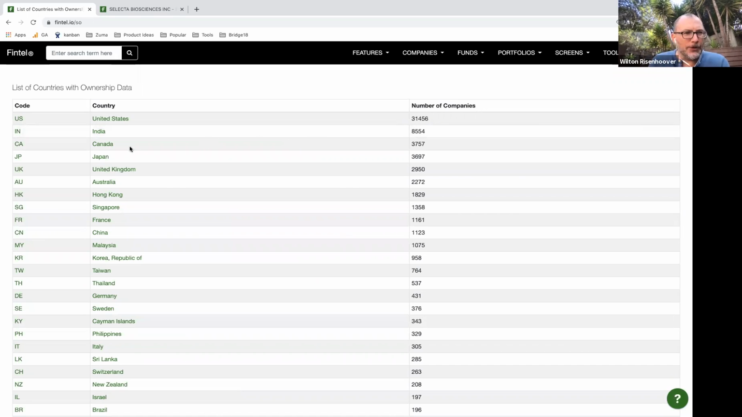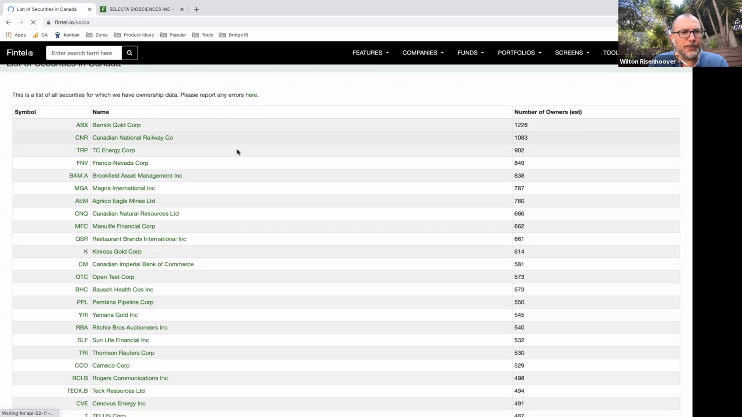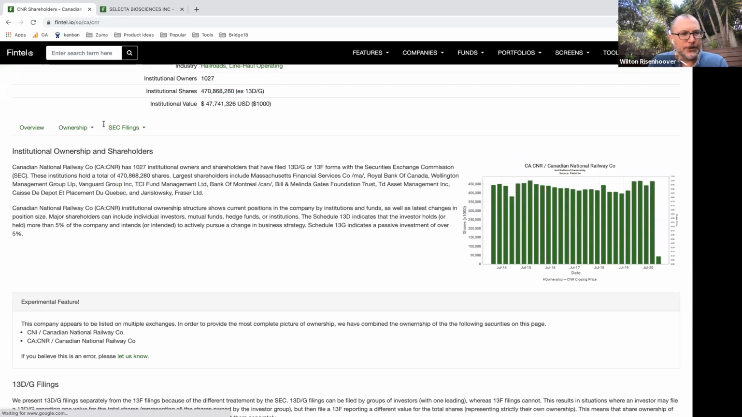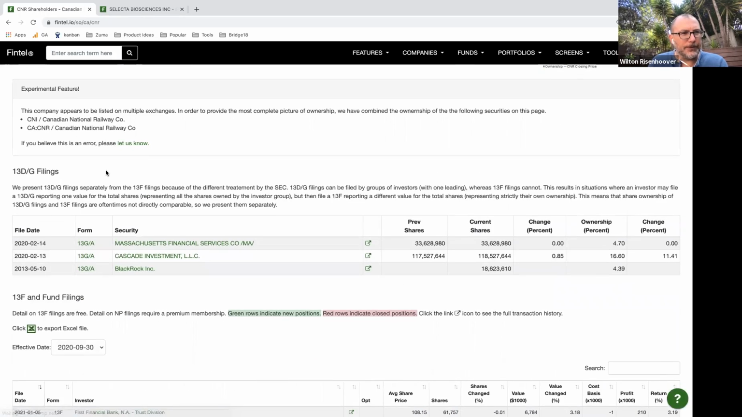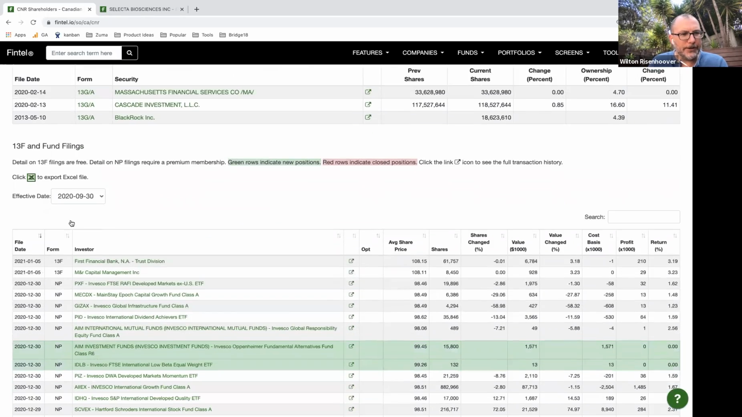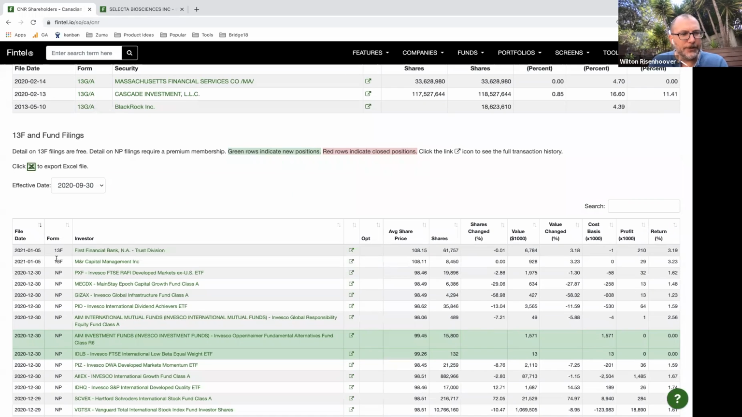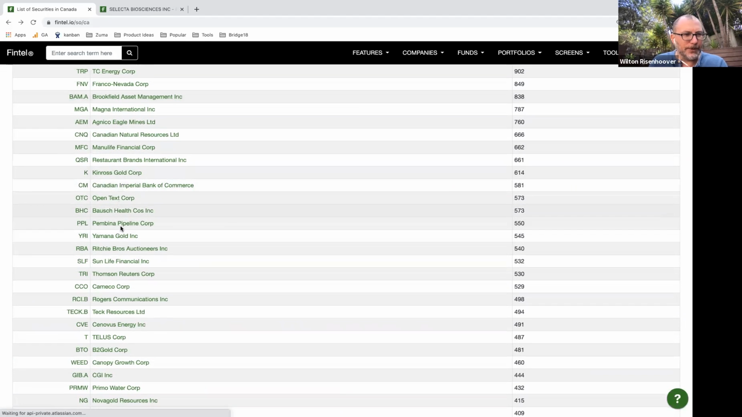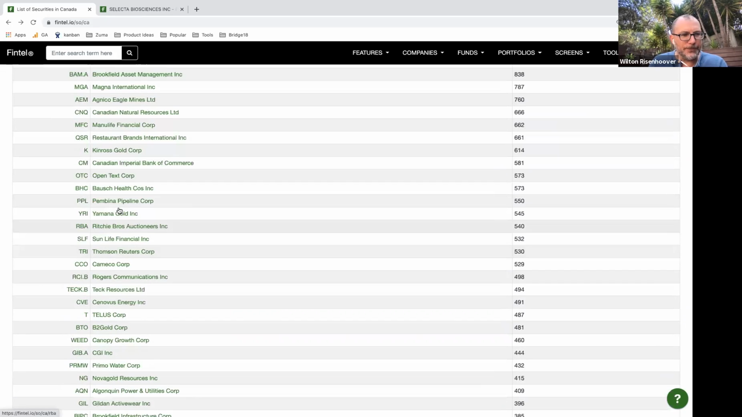So for example, you can go into Canada here and you can say, these are all the companies that we have ownership data on. Here's Canadian National Railway. I think they're dual listed, so we're getting 13Fs and we're getting NP filings on them. There might be a Canadian company up here that's not dual listed, but most of these are probably all dual listed. The point is that we do have coverage of Canadian companies.